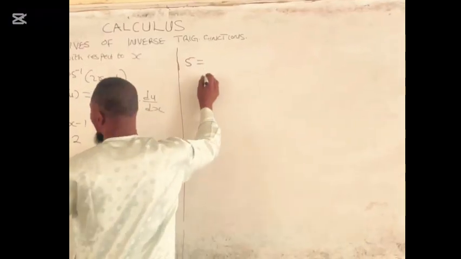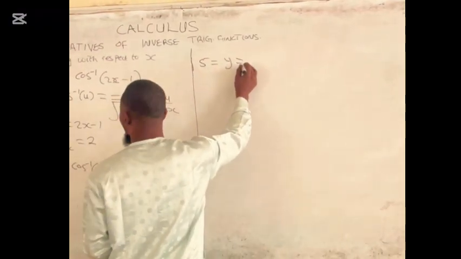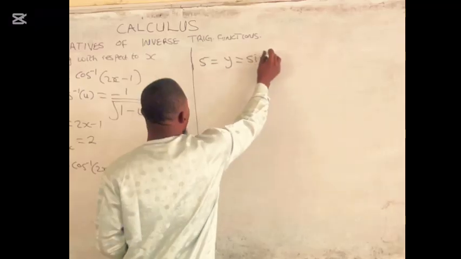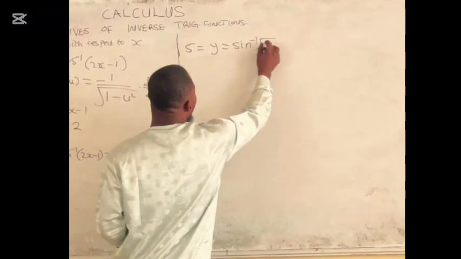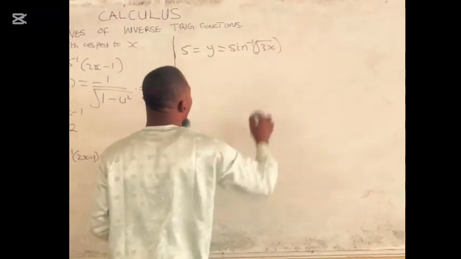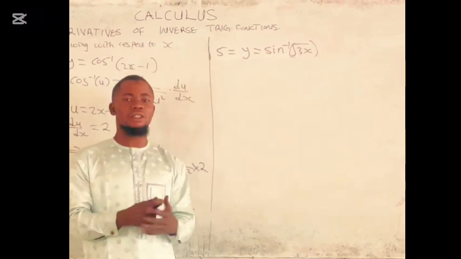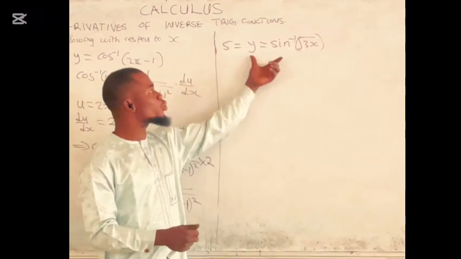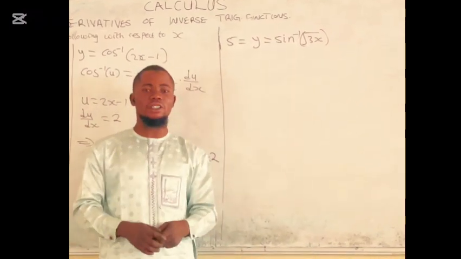Question 5 is y equals sine inverse of root 3x. Now get your paper, pen and calculator, solve this question and leave your answer in the comment section.